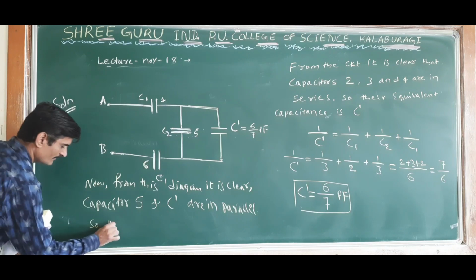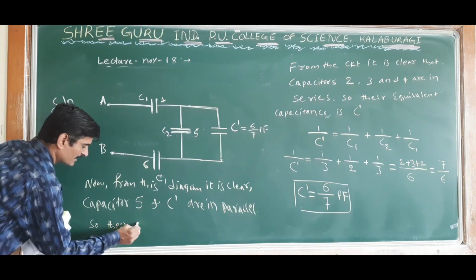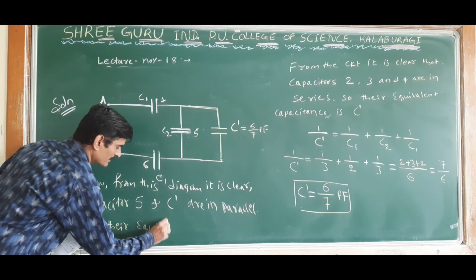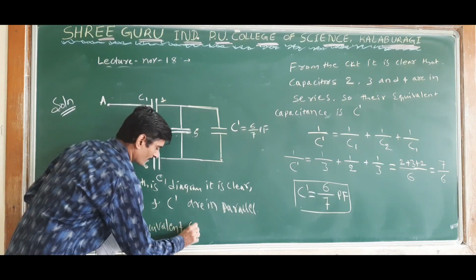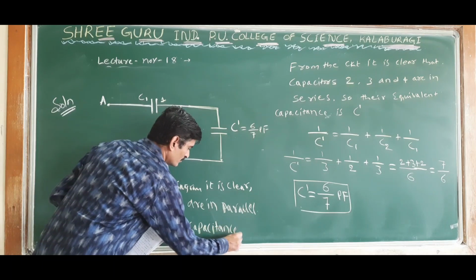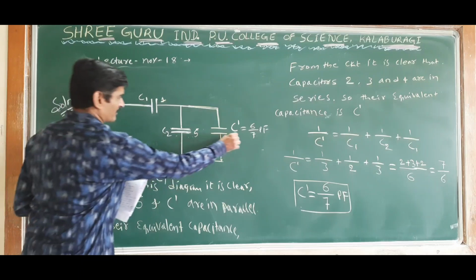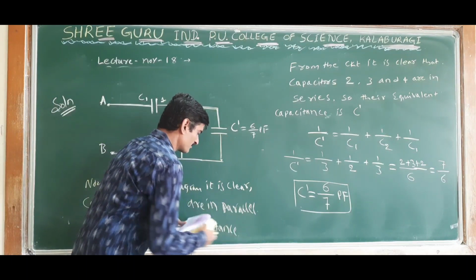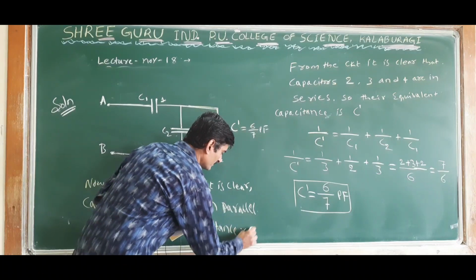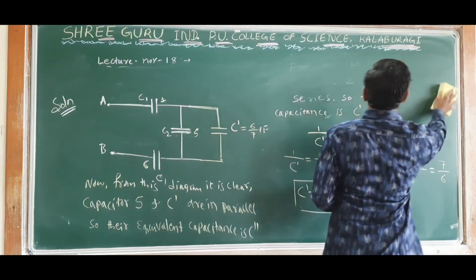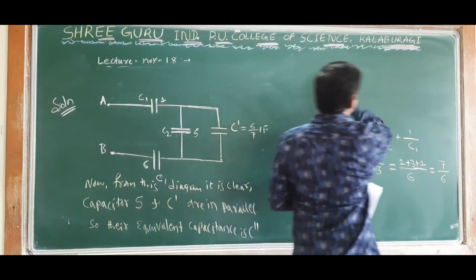So their equivalent capacitance. Whose equivalent? This capacitor 5 and C dash. Their equivalent capacitance is C double dash. I'll write it as C double dash.